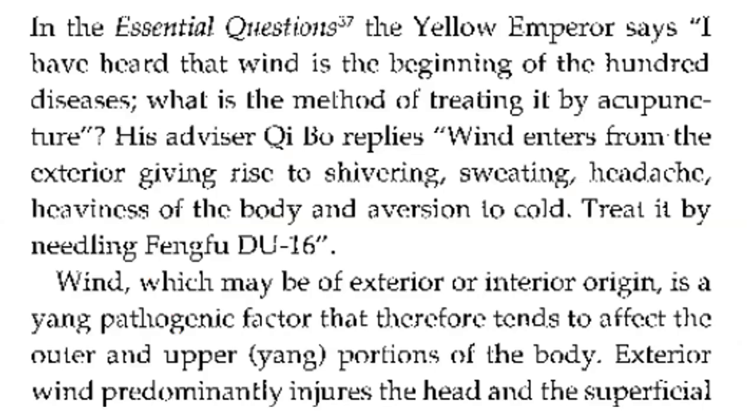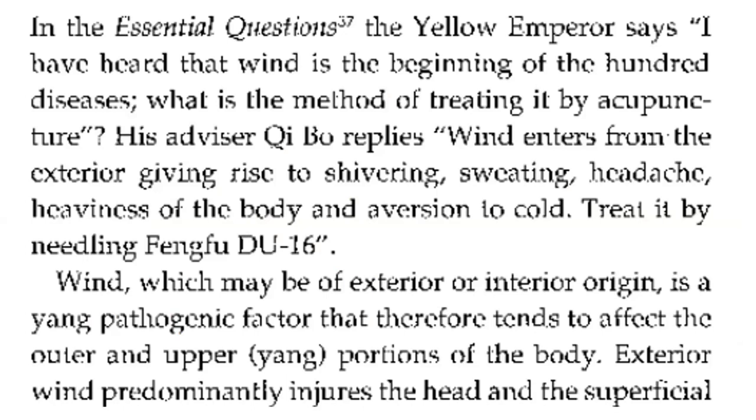The Essential Questions: the Yellow Emperor says, I have heard that wind is the beginning of the 100 diseases. What is the method of treating it by acupuncture? His advisor, Qi Bo, replies, wind enters from the exterior, giving rise to shivering, sweating, headache, heaviness of the body, and aversion to cold. Treat it by needling DU16.